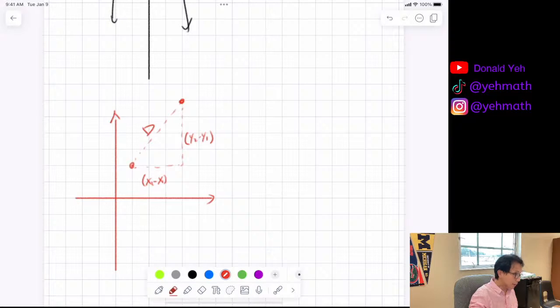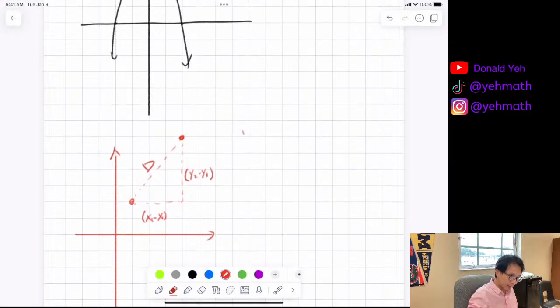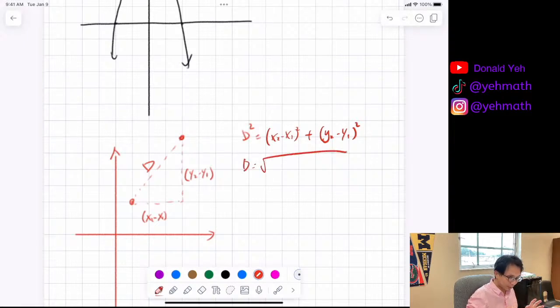This is the distance. Remember, distance squared is equal to (x2 minus x1) squared plus (y2 minus y1) squared. It's just the Pythagorean identity. So distance equals the square root of (x2 minus x1) squared plus (y2 minus y1) squared. Does that make sense? It's just coming from the distance formula.